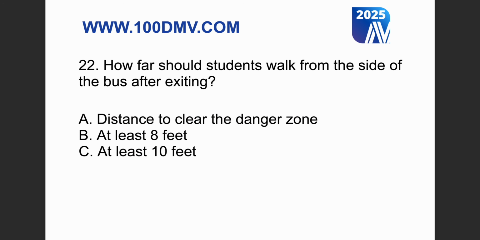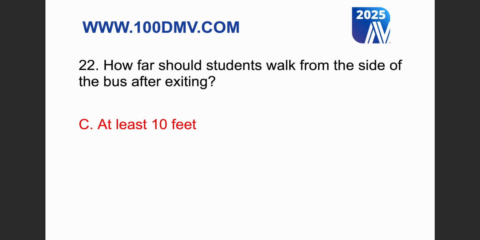22. How far should students walk from the side of the bus after exiting? A. Distance to clear the danger zone. B. At least 8 feet. C. At least 10 feet. Correct answer, C. At least 10 feet.